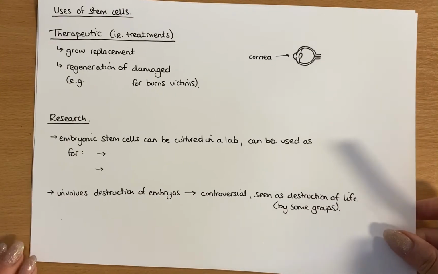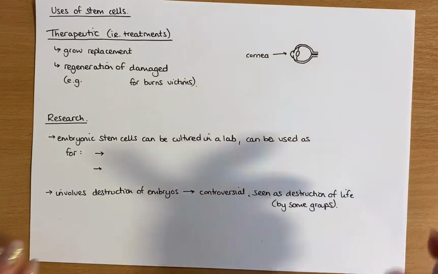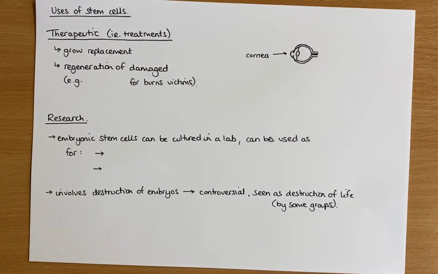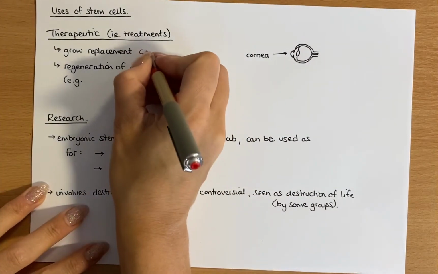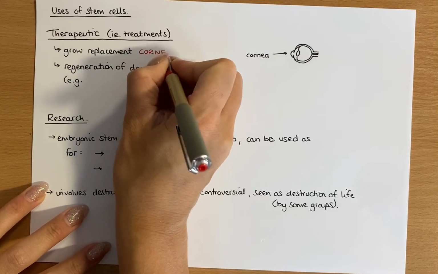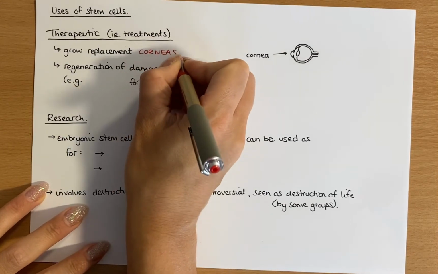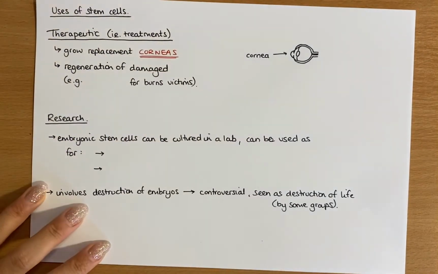Okay, so stem cells are fascinating because they can be used in research, right? In therapy and in research. So the therapeutic uses of stem cells are ones that we can use for treatment right now. So right now we can actually use stem cells to grow replacement corneas. So rather than having a corneal transplant, we can grow replacement corneal tissue for people.